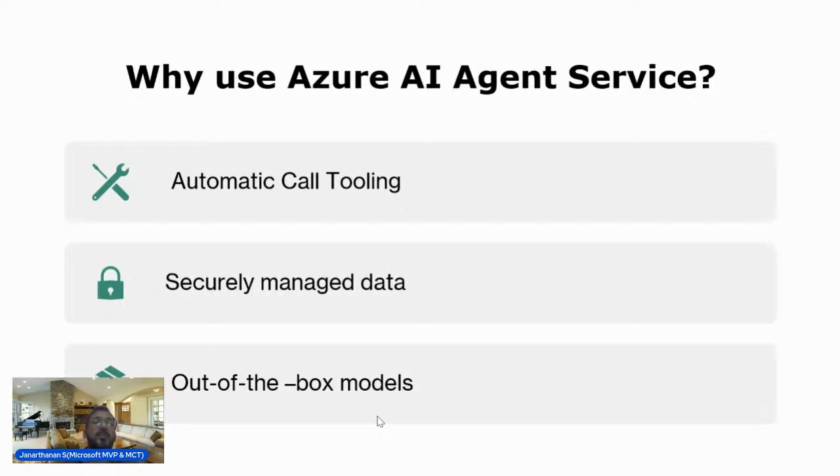And the last one is out-of-the-box models. It is not only that we are going to deploy a GPT model; we will be able to deploy Phi models, Mistral models, Llama models, almost 1920 models you can deploy with respect to Azure AI agent services. So these are the three predominant reasons why we are using Azure AI agent services.